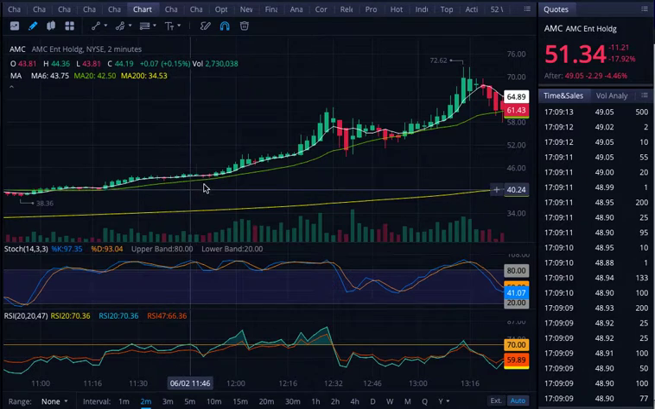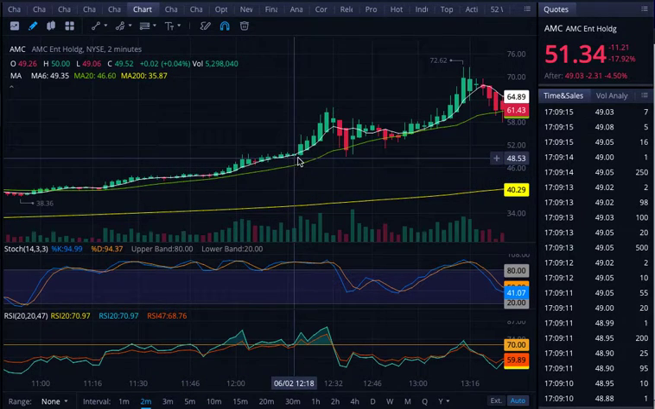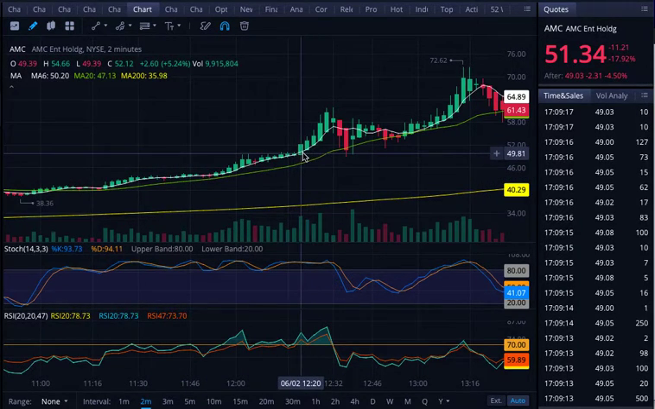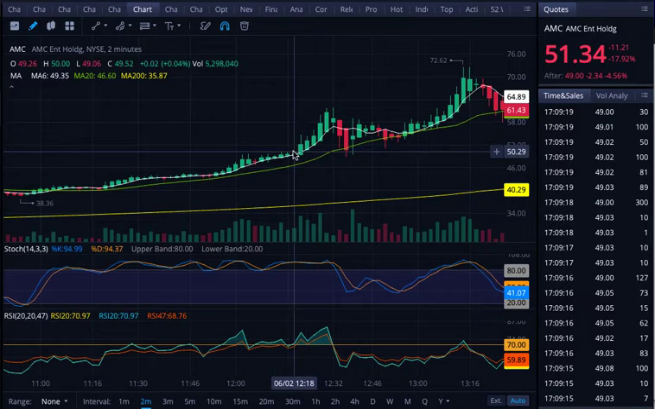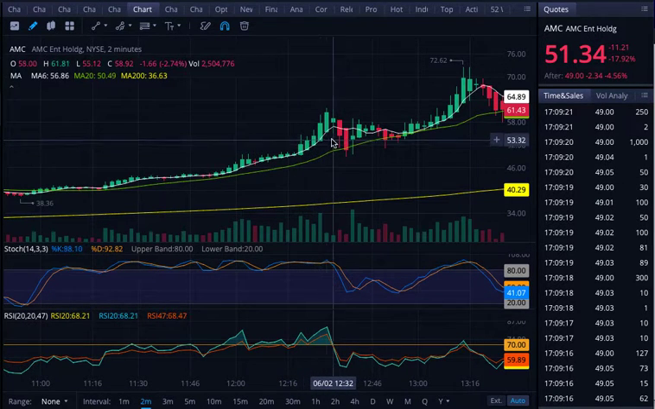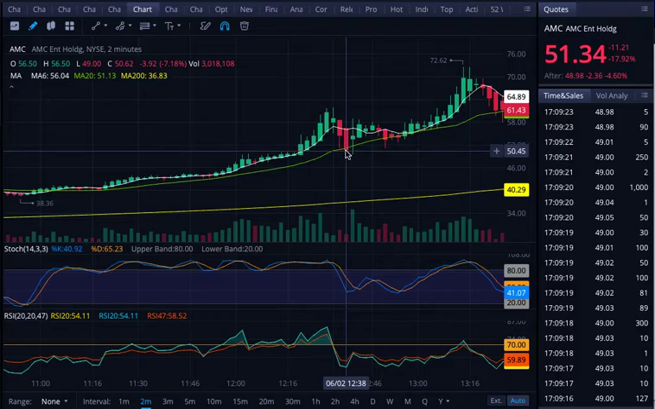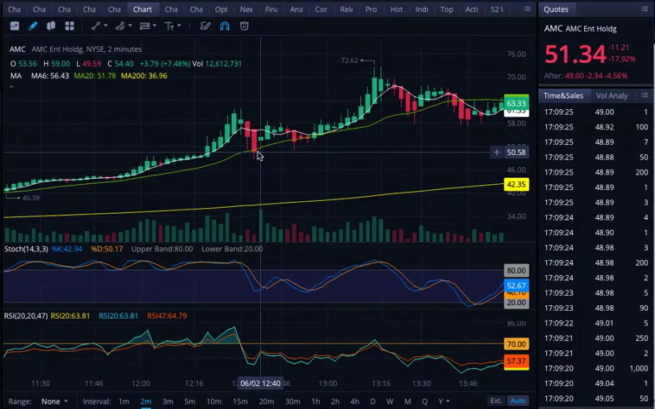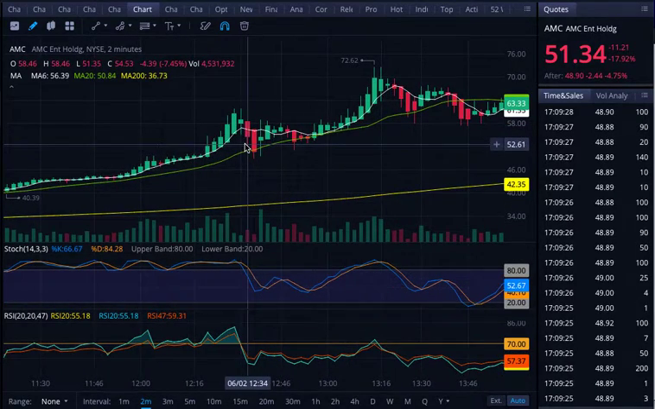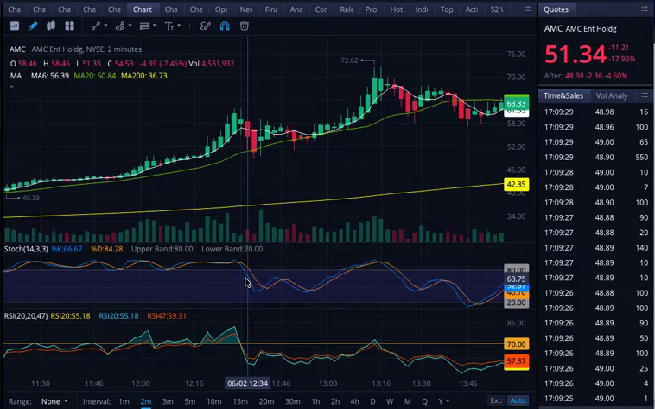Look at this. Follow this thing. It came all the way up here. Big, strong candles here. Massive input here. My goodness. And then red candle. It touches the 20 MA. I would have gotten out on the first red candle. Dip right here, dip right there.